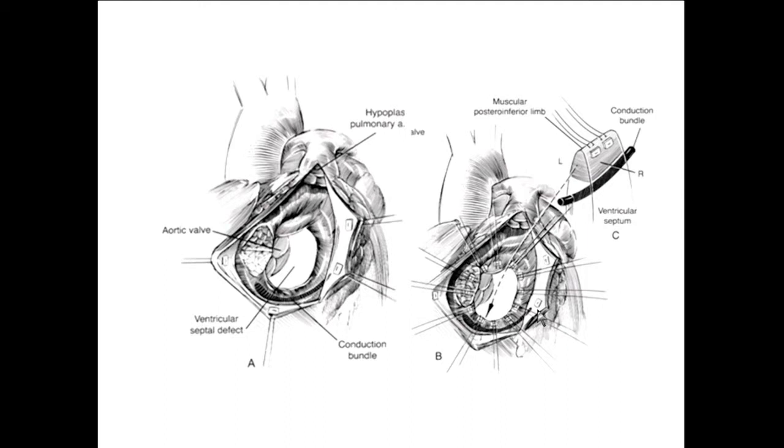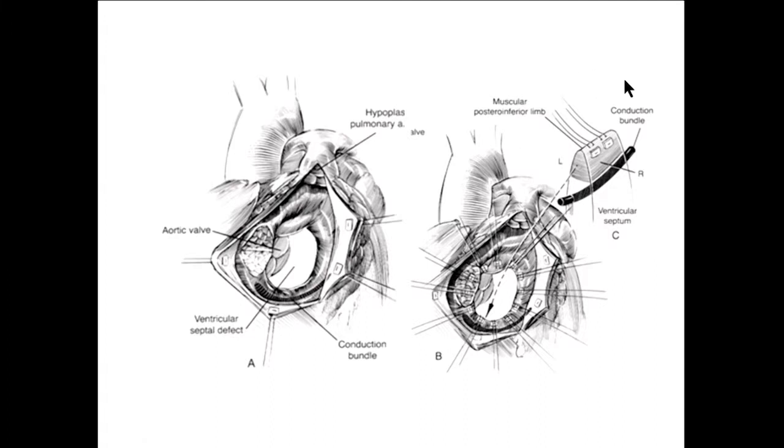To improve exposure and access to the posterior inferior quadrant of the ventricular septal defect, the parietal extension of the infundibular septum is partially incised. The malalignment VSD is then closed.